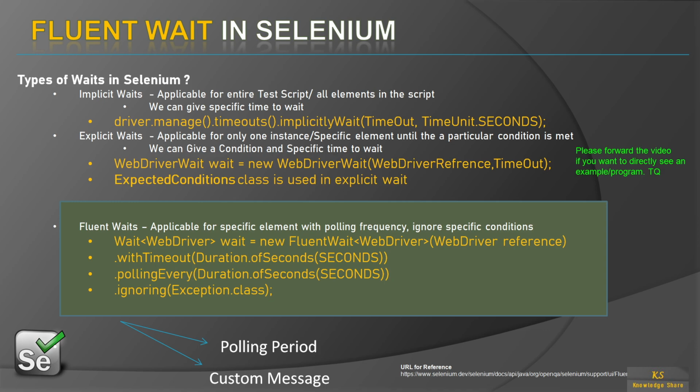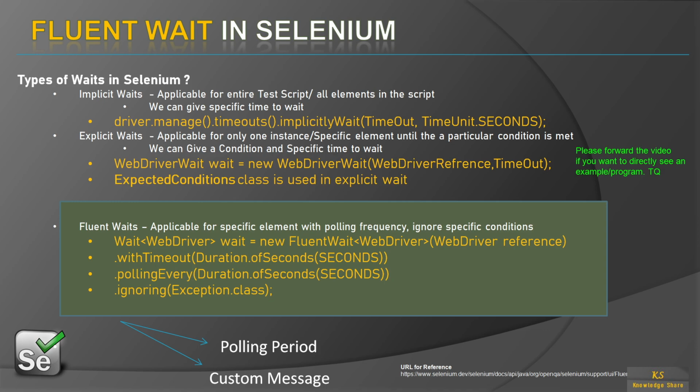This is also a very commonly asked interview question: what is a fluent wait and how is it different from an explicit wait? You have to remember two points. One is that a fluent wait is a dynamic wait and it has a polling period. The advantage of using fluent waits is that you can put your custom message whenever an exception occurs after a certain wait period. That's the main difference between explicit wait and fluent wait.